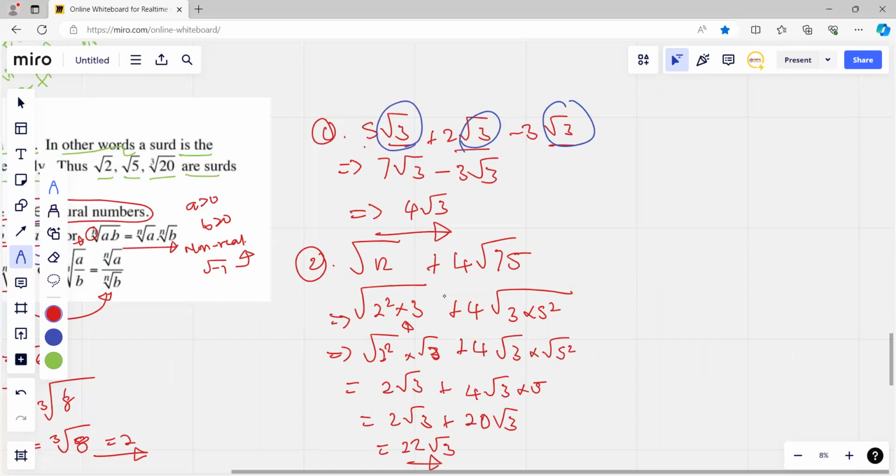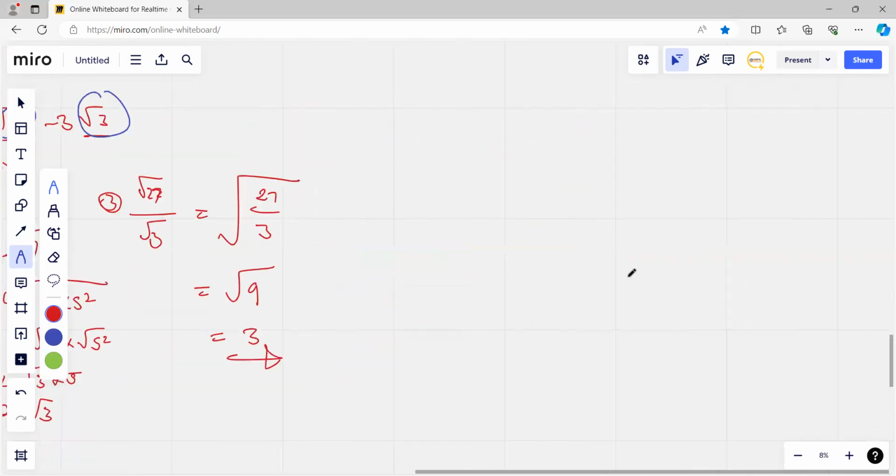Then the other one, we might have a problem like root of 27 divided by root of 3. Remember, according to the division law, 27 divided by 3, I need to say, is equivalent to 9. And we know that the root of 9 is equivalent to 3. Then this is our answer. Then let's try to look at another question.